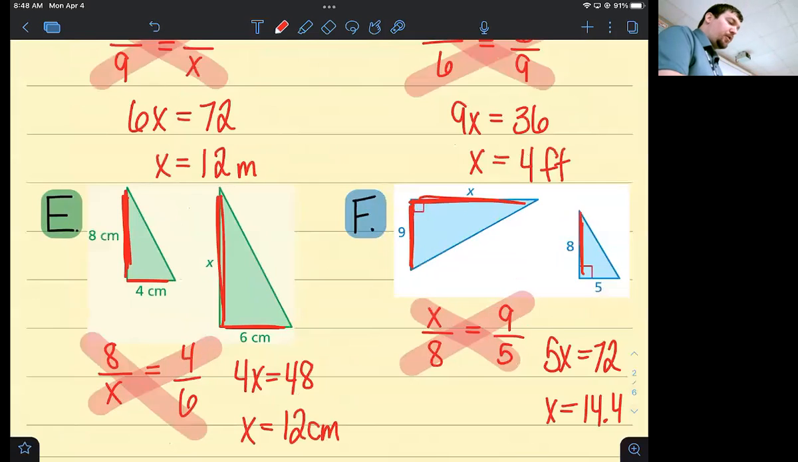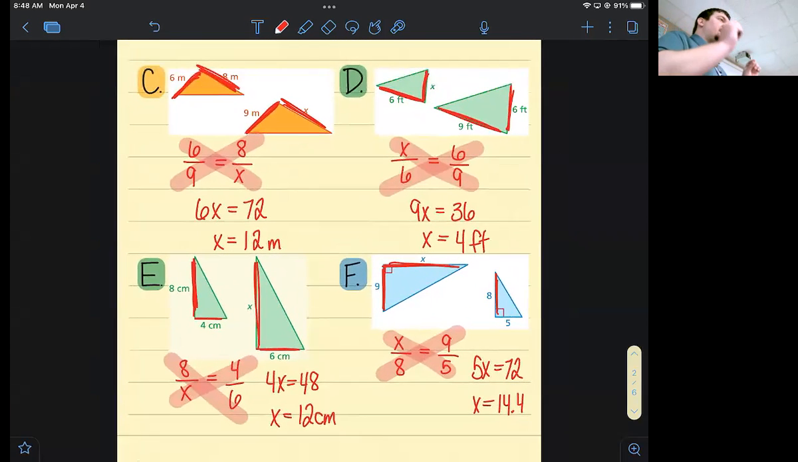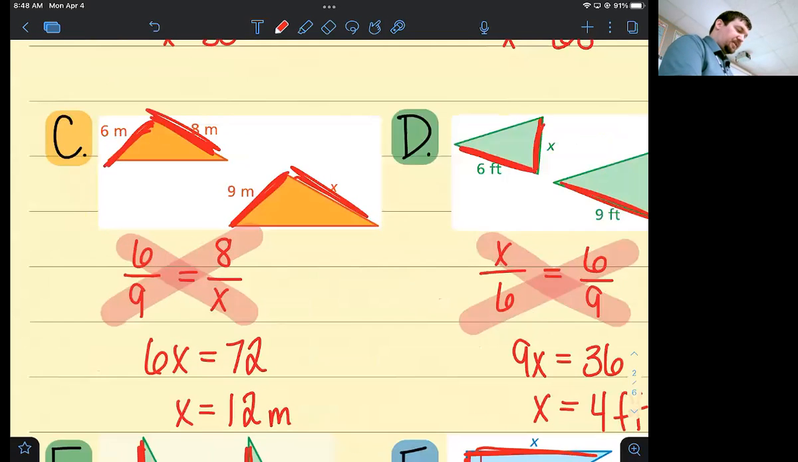Okay, so you heard me say it, but I just want to prove to you, this is not the only way you could set up these proportions. Let's just go back to example C.